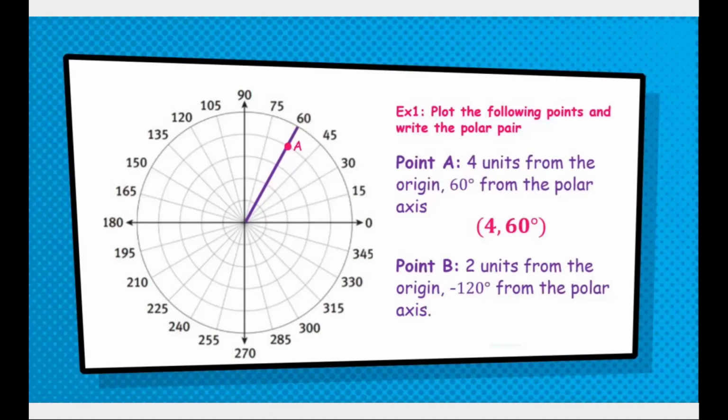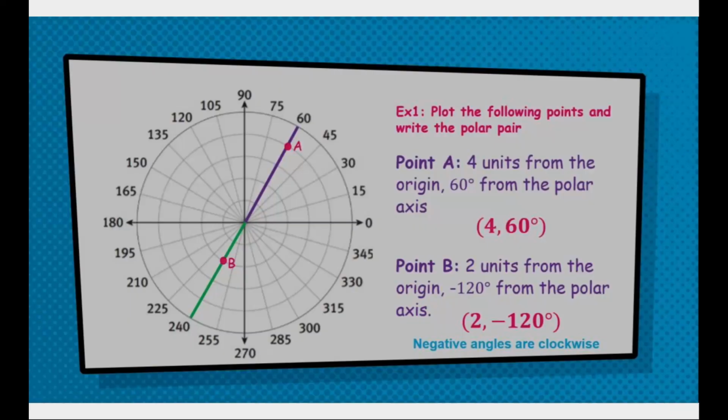The second one, remember, negative angles mean we go clockwise. So I'm going to go negative 120 degrees, which is going to be right here. And I want to go 2 units from the origin. So going from the origin towards 240, I'm going to put my point B right here. And then when I write this out, it's radius first, comma, the angle. So I would have 2, comma, negative 120.